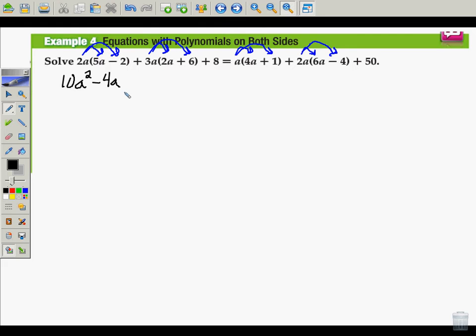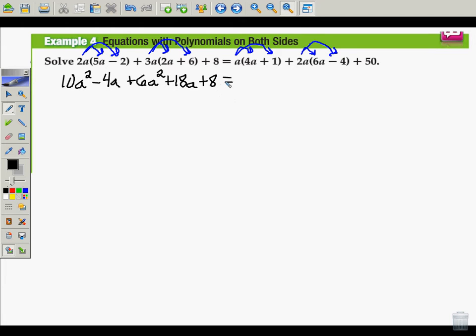That wasn't so bad. So now let's go to our next piece. Positive 3a times the quantity of 2a plus 6. 3a times 2a gives me positive 6a squared. Remember, multiplying variables, you got to add their exponents. Plus 3a times 6 gives you 18a. And then this plus 8, we'll just let them come along for the ride.